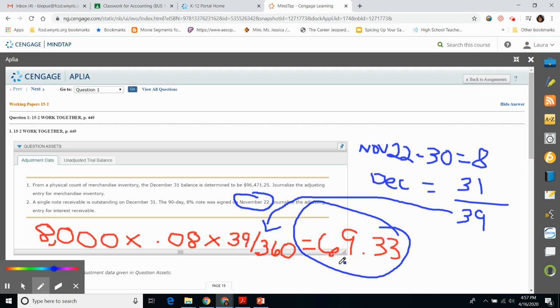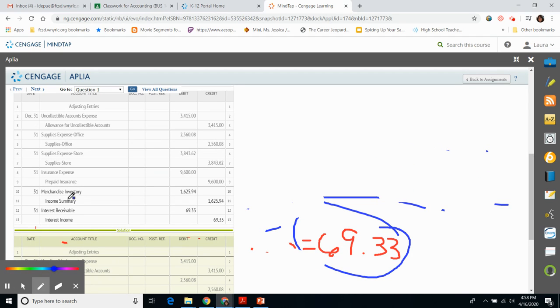This is all explained as well in the notes, probably better than the PowerPoint. I typed out the formula and so forth in the 15-2 section of your notes. So this is what the entry will look like when you journalize it. So we're going to have the 31st as our date, interest receivable. So we're receiving the interest, remember, of $69.33. That was the amount we calculated. And we're crediting interest income of $69.33.